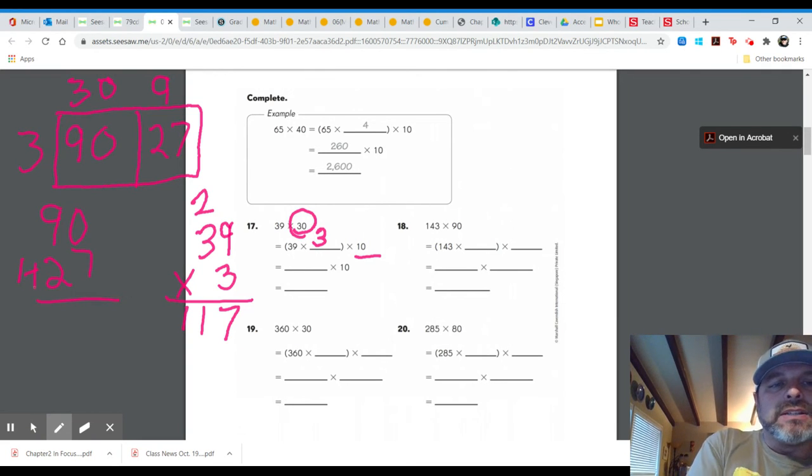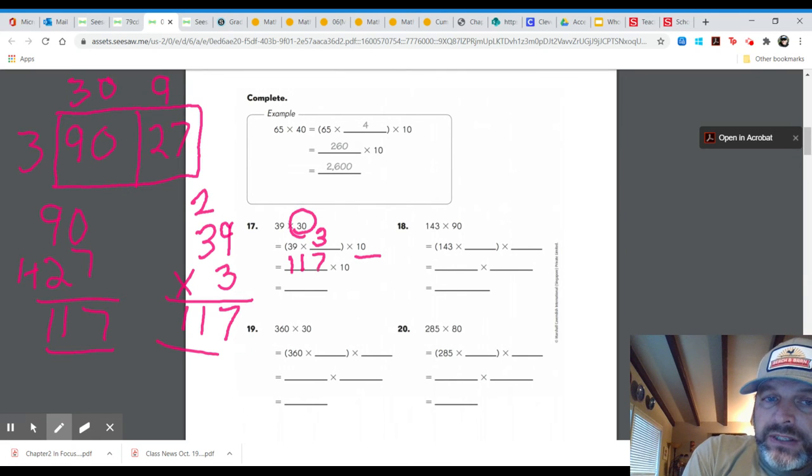Okay. So that's 7 plus 0, 7. And 9 plus 2 is 11. Notice I get the same answer. So that's going to be 117 because I multiplied them together. 117. And if I multiply by 10, remember I just have to add a 0.